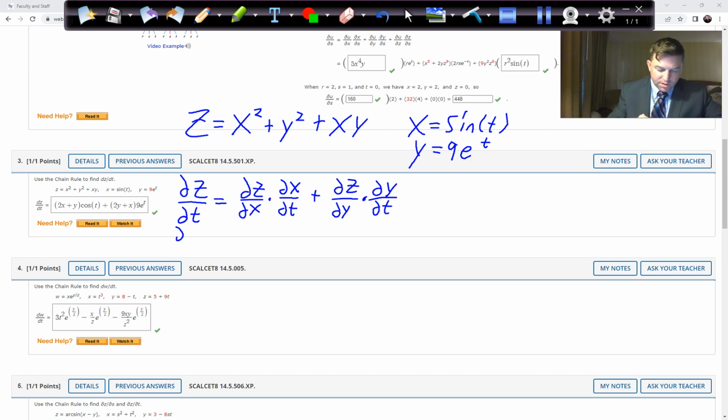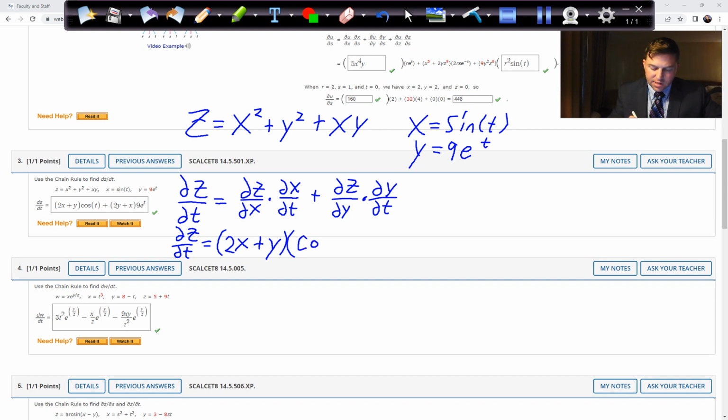So let's do this. Partial derivative with respect to t. dz dx, I look at the z equation, x is the variable, so it becomes 2x, y's go away if y's are constants, so y squared becomes 0, then the derivative of xy would be just y. Now I do dx dt, the derivative of x with respect to t would be cosine t. So the derivative of sine is cosine. So that's the first 2 terms.